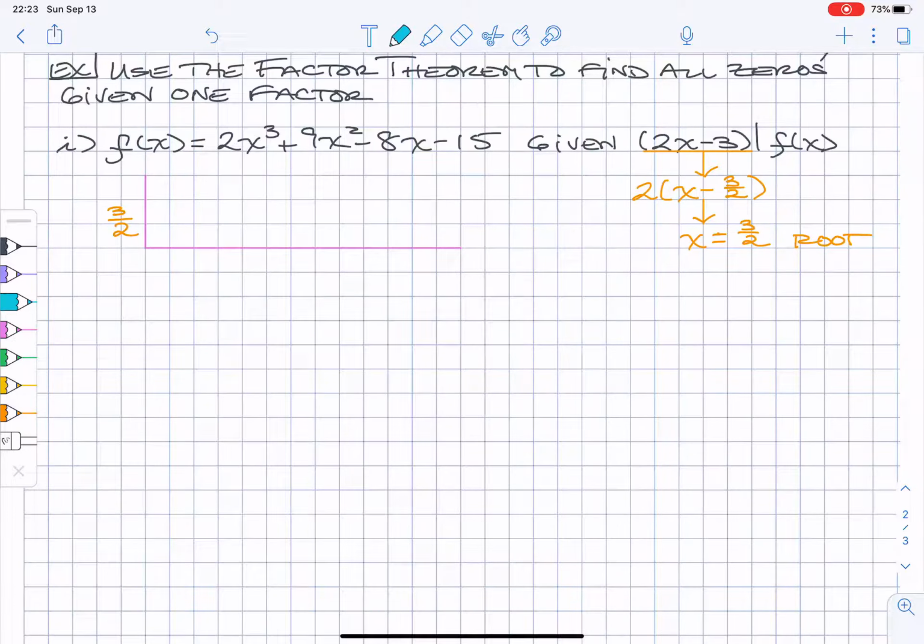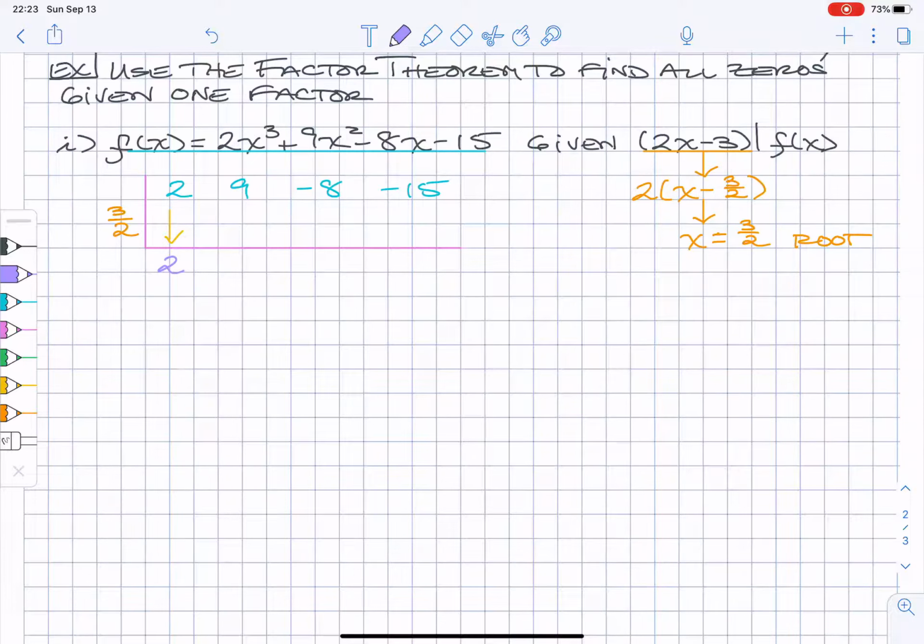So in descending order, the coefficients of my polynomial are going to be 2, 9, negative 8, and negative 15. We're going to drop down the lead coefficient 2. And whenever we have a fraction, we divide by what's in the denominator, then multiply by what's in the numerator.